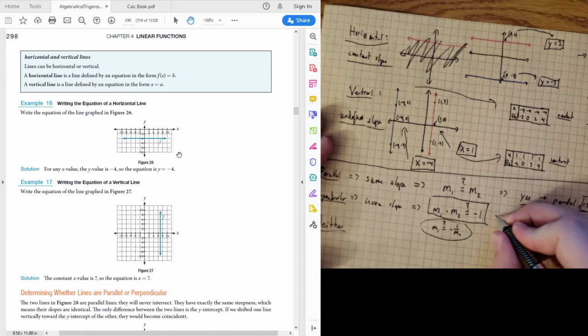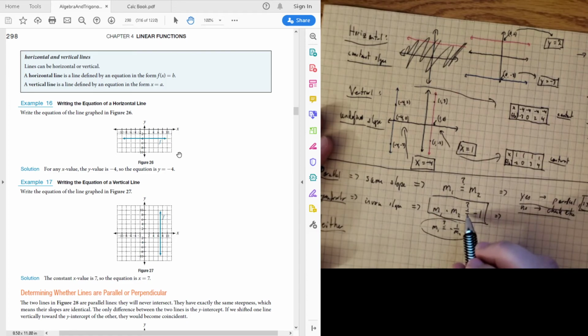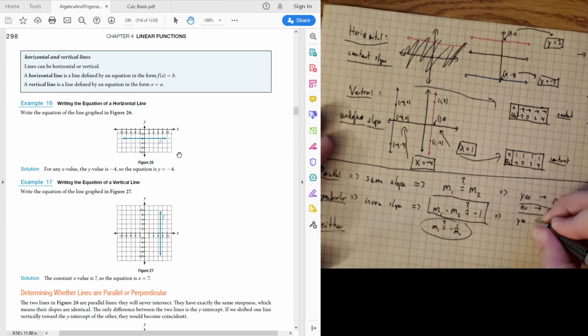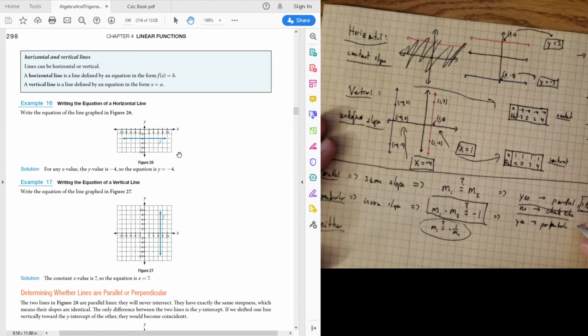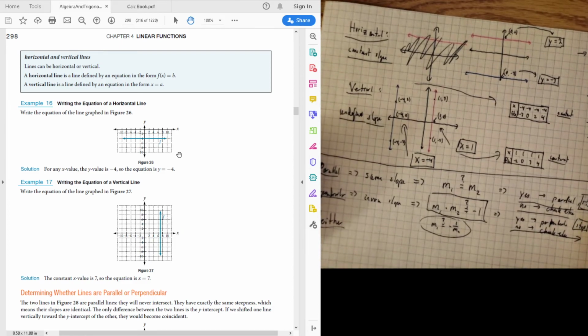Now, again, it's a test. Does this become true? When I find the first slope, when I find the second slope, when I multiply them, does it equal -1? If the answer is yes, you call them perpendicular. Perpendicular. And you stop. If the answer is no, check something else. If you've already checked parallel and it didn't work, and you checked perpendicular and it doesn't work, then the answer is neither.